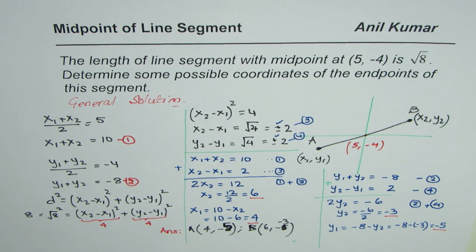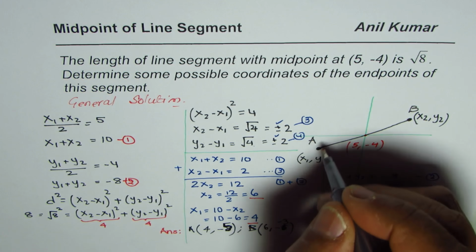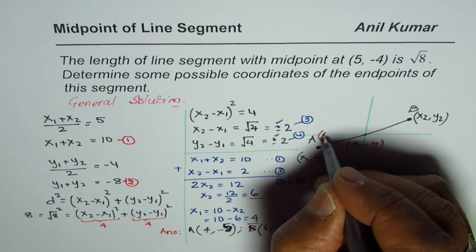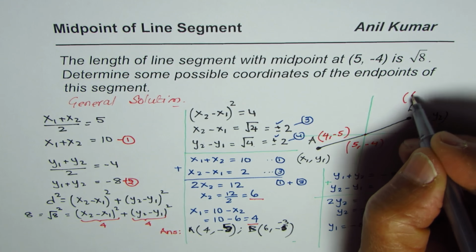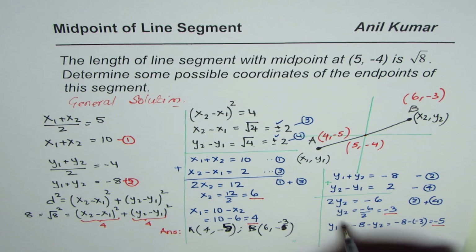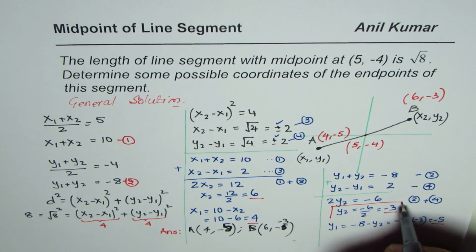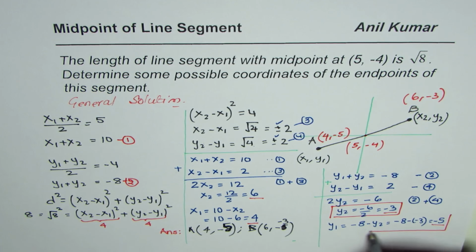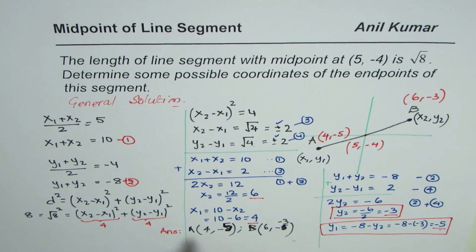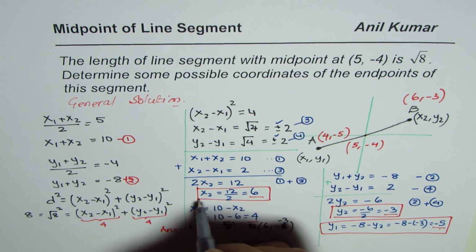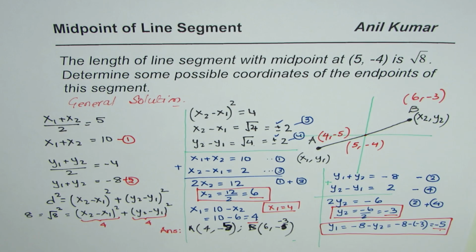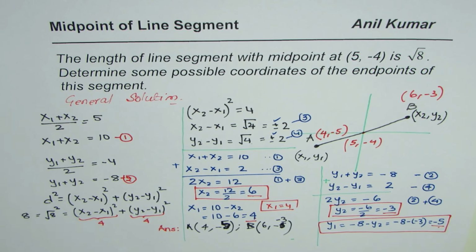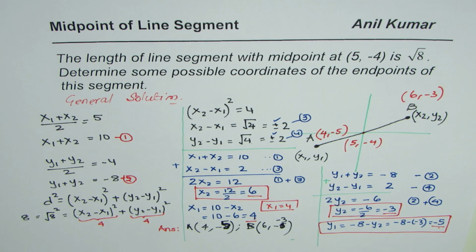So let me write down clearly the answer, right? We get coordinates for point A as 4, minus 5, and coordinates of B as 6, minus 3. This is y2, and this is y1, minus 5. And x2 is 6, and x1 is 4. So that is how you solve this particular question. I hope the strategy is absolutely clear. Thank you and all the best.